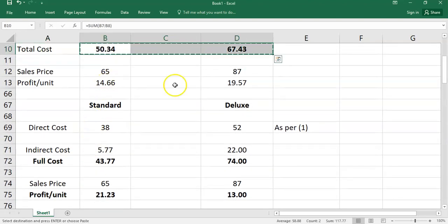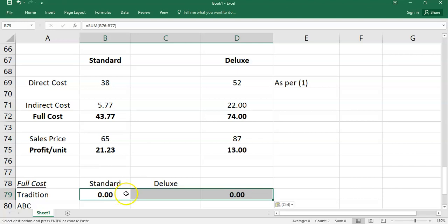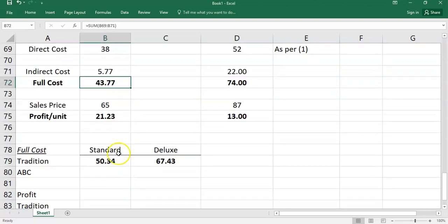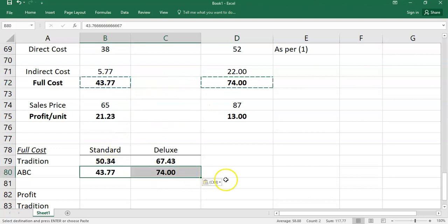So for example, before you started your commentary for the last part, you'd say, well, the traditional costing system would have said the costs are 50.4 and 67.34. Whereas for the ABC system, they're 43 and 74.